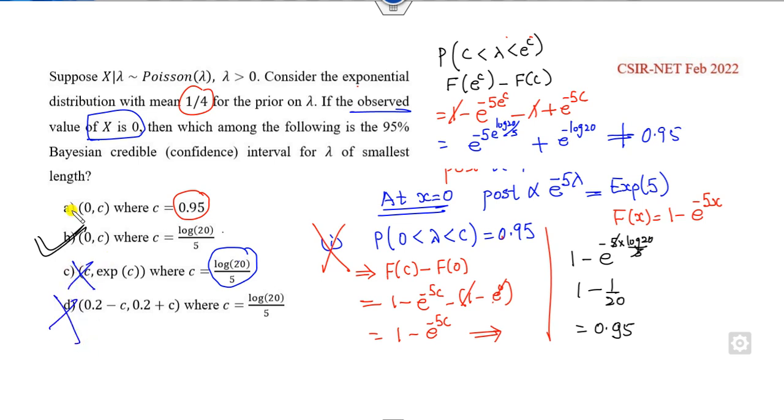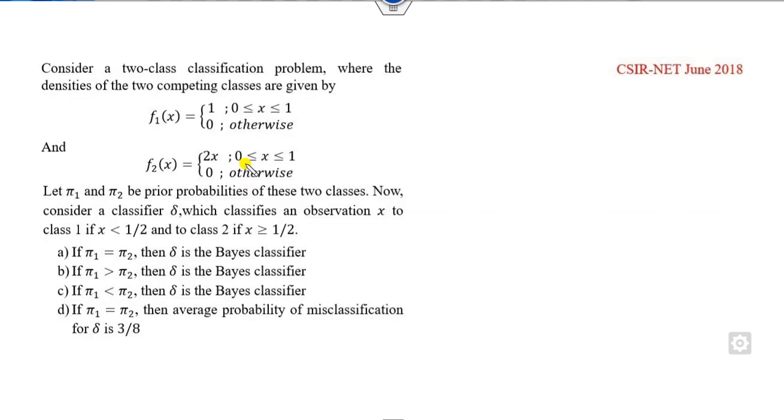Similarly, you can check this one. This option is also cancelled. The right option is only B, that is the correct answer. Okay. Now this is the next category.